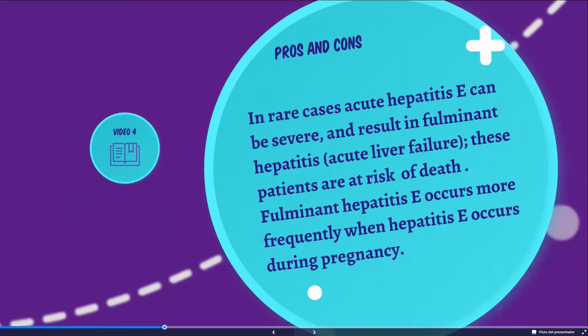In rare cases, acute hepatitis C can be severe and result in fulminant hepatitis, acute liver failure. These patients are at risk of death. Fulminant hepatitis C occurs more frequently when hepatitis C occurs during pregnancy.